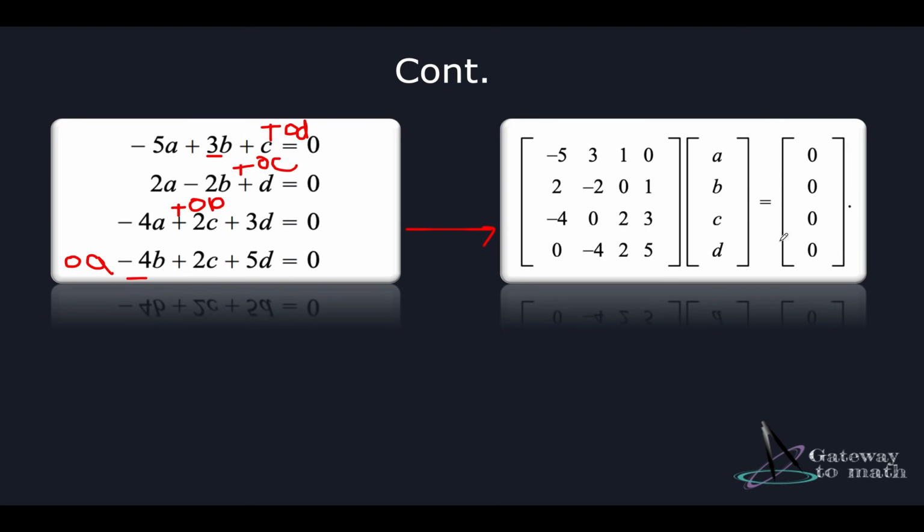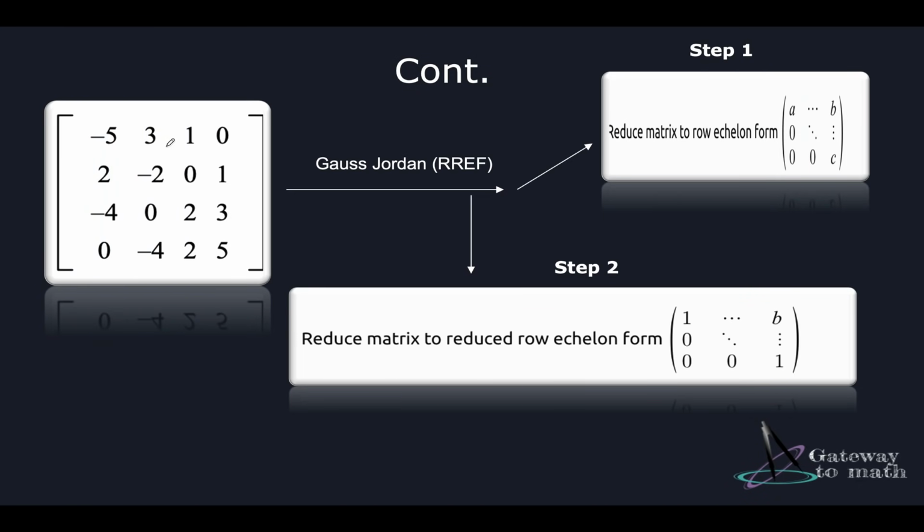Let's put in another matrix for all the variables A, B, C and D. We've equated all of them with a zero matrix. So this becomes minus 5, 3, 1, 0, 2, minus 2, 0, 1, minus 4, 0, 2, 3, 0, minus 4, 2 and 5. Clearly this matrix is not in row reduced echelon form, and we will have to bring the matrix to row reduced echelon form to compute any further values.